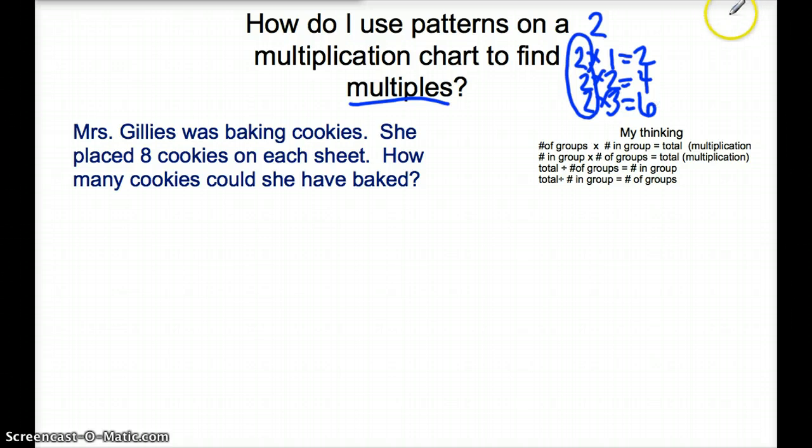So if I think about the multiples of 5, I would skip count by 5. 5, 10, 15, 20, 25, 30, 35, 40, 45, 50. So I'm going to show you how we use patterns on a multiplication chart to find those multiples.